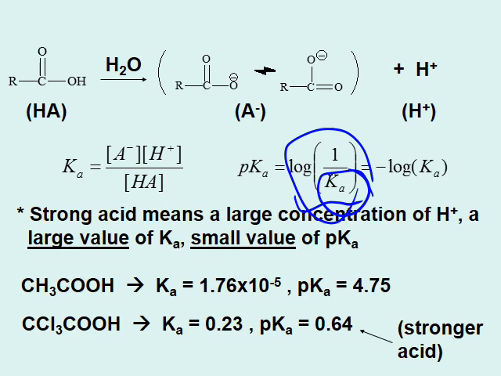So now here I have two different acids shown, one having a pKa value of 0.64, the other one has a pKa value of 4.75. So obviously the acid with pKa value of 0.64, which is significantly smaller than the acid shown on the top, represents a stronger acid than the acid that had a pKa value of 4.75.